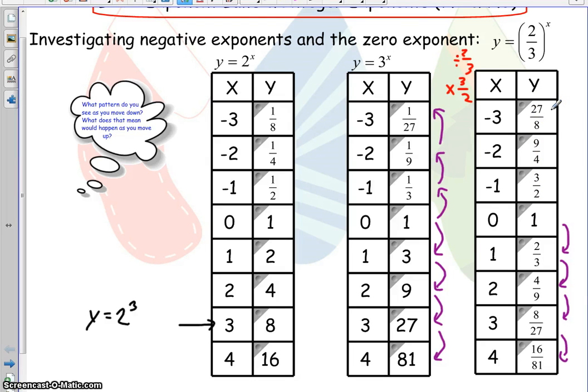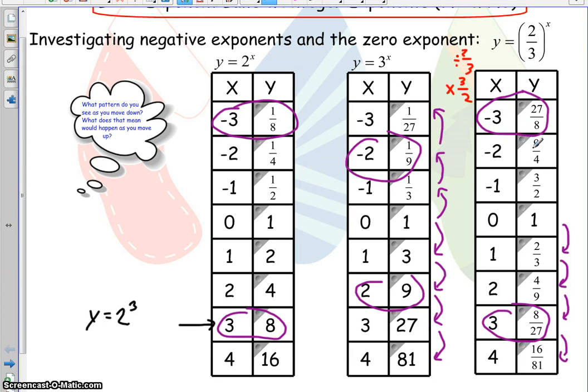You might see some other patterns as well, which we're going to talk about a little bit more later, but you might see that, hey, 2 to the exponent 3 is 8, to the exponent negative 3 is 1 over 8. Interesting. Is there a connection there? Just like you see, for example, 3 squared is 9, 3 to the negative 2 is 1 over 9. Okay, (2/3) to the exponent 3 is 8 over 27, the exponent negative 3 is 27 over 8. You'll see that those are reciprocals of each other.